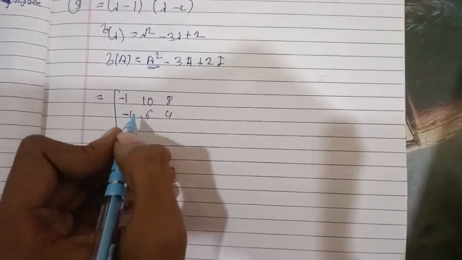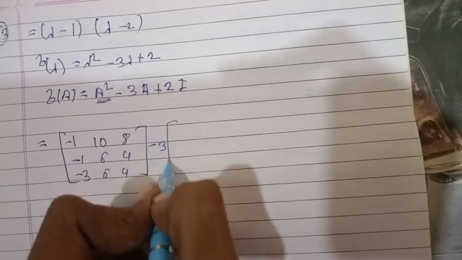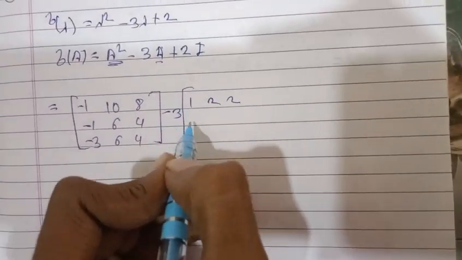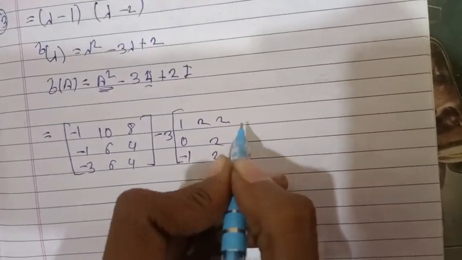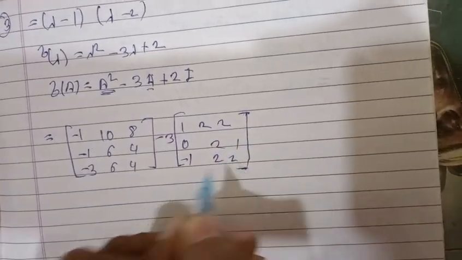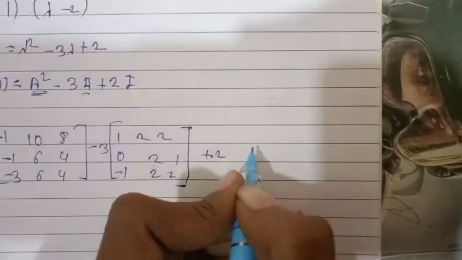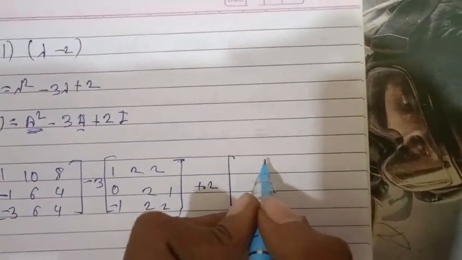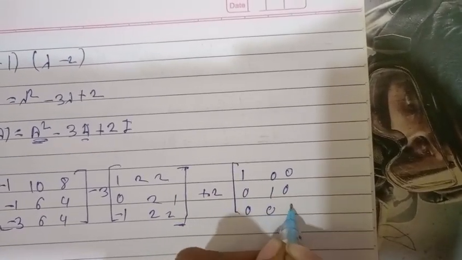And minus 3 6 4, and next continue with the next value, put minus 3a. Minus 3a is explained as a value put, and firstly 0 to 1 minus 1 2 2, that put is the value. Next plus 2, and next your 1 0 0 0 0 1 0 0 0 0 1 as it is put.